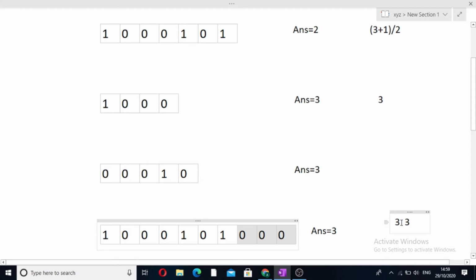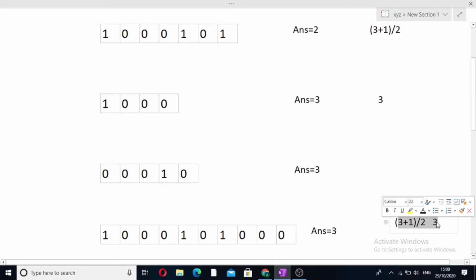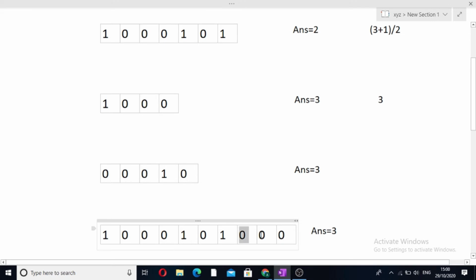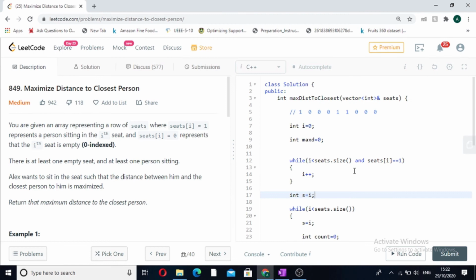We give preference to that because when we take these middle continuous zeros, the distance will be 3 plus 1 divided by 2. But when we take these continuous zeros which are at either end of the row, then the answer will be 3. So the maximum of these two values is 3 only. Therefore we will take 3 and give preference to the zeros which are present at either end of the array. So now let's look at the code of this question.